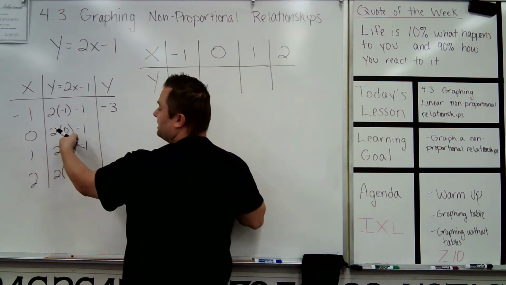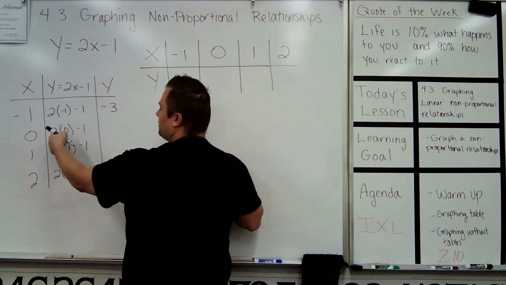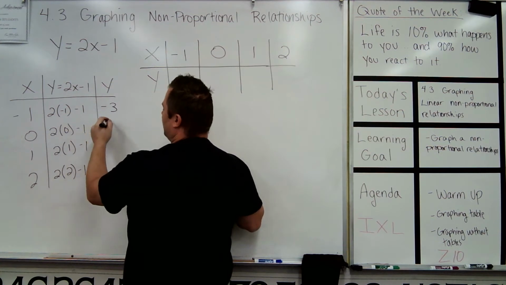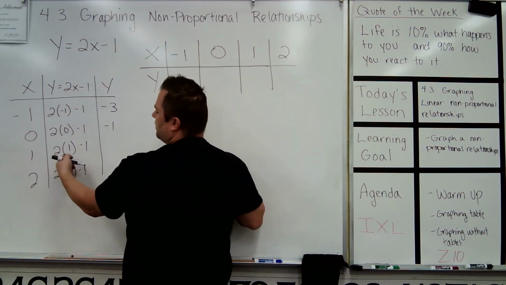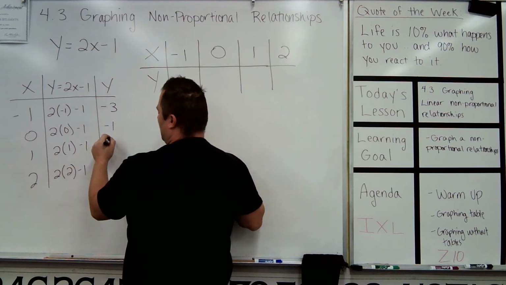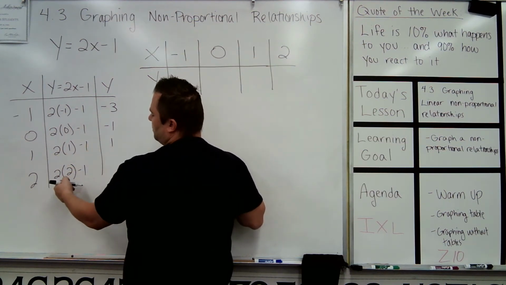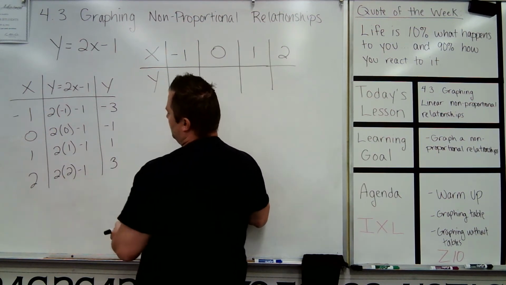2 times 0 is 0. Take away 1 from 0 is -1. 2 times 1 is 2. 2 take away 1 is 1. And then 2 times 2 is 4. 4 take away 1 is 3.